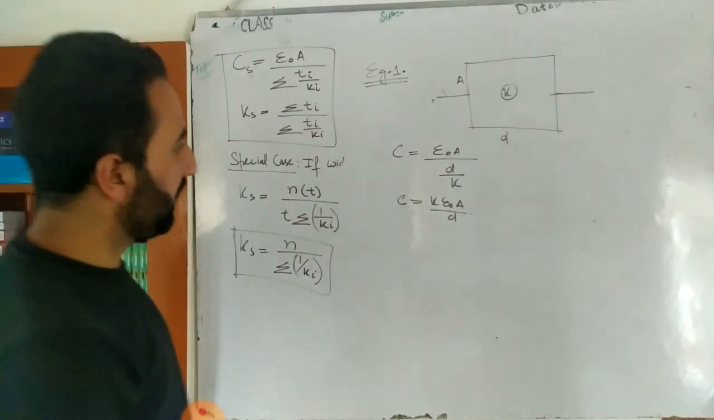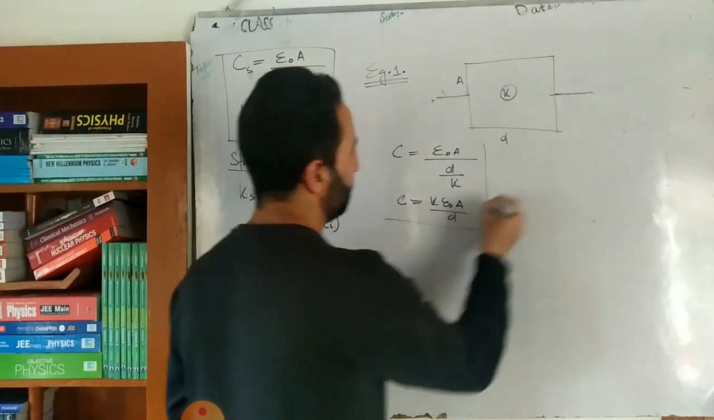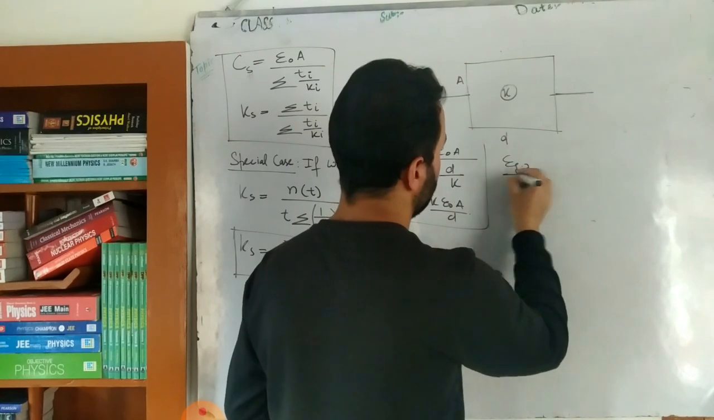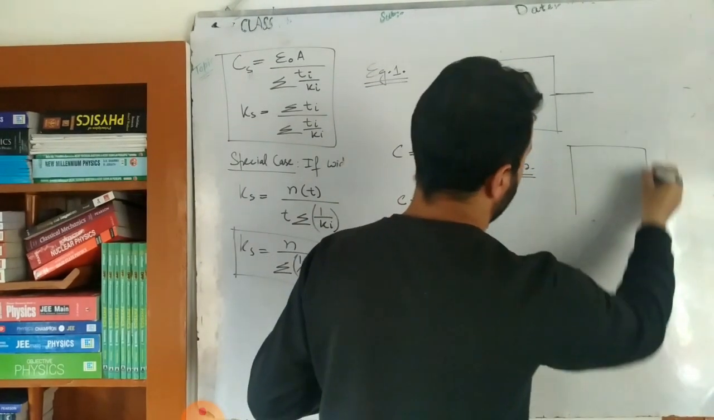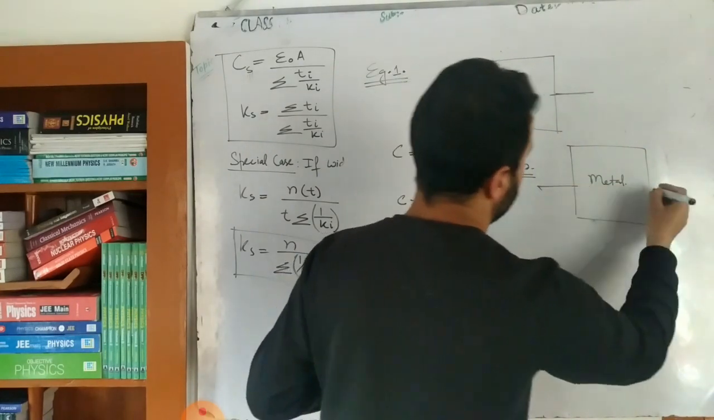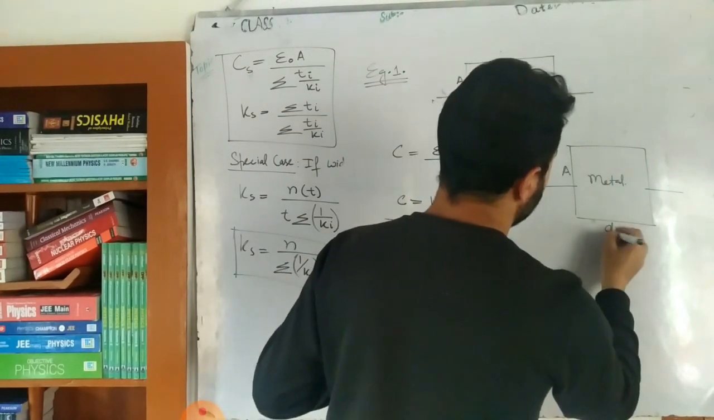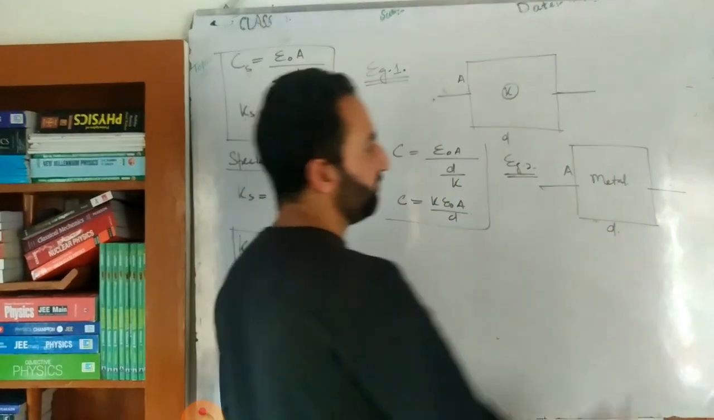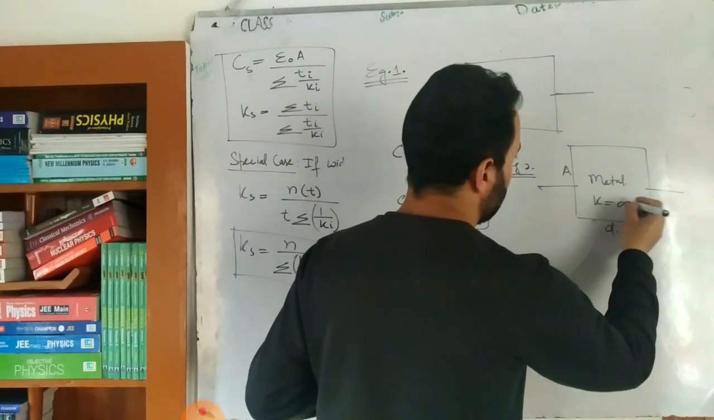Example number 2. Pay attention. Suppose that here we have this metal, separating the two plates. This is A, this is B. When it's metal, it means the dielectric constant will be equal to infinity.